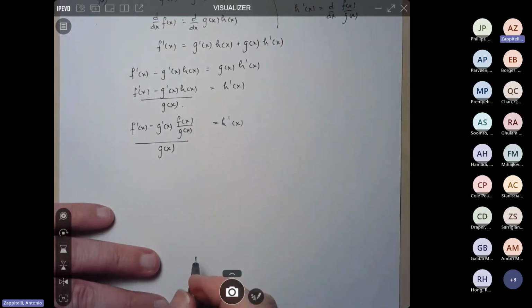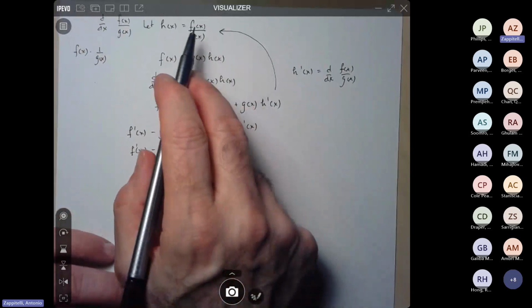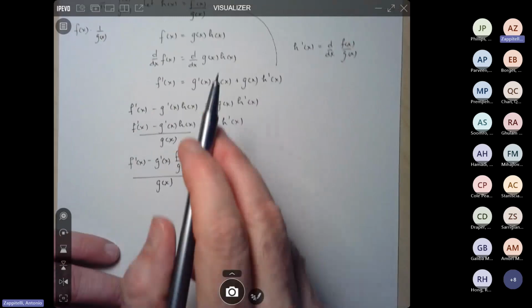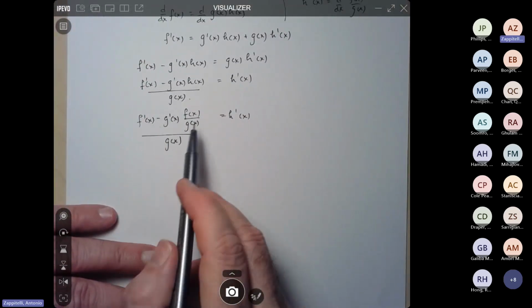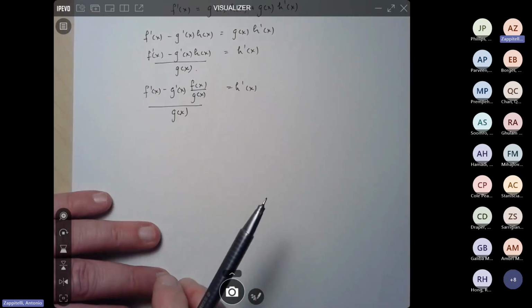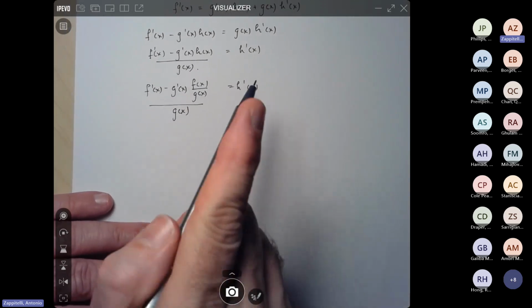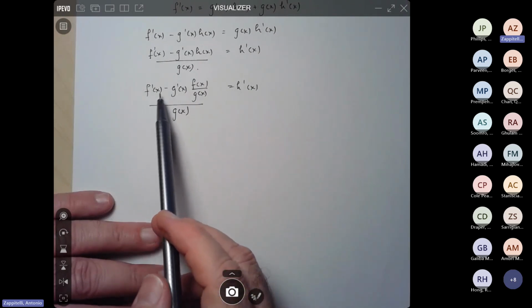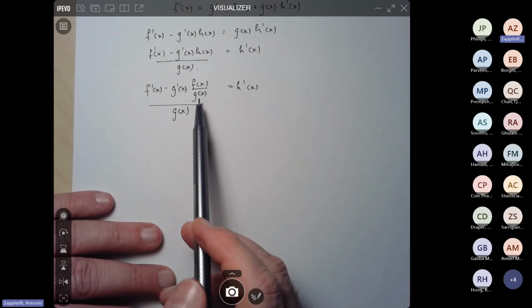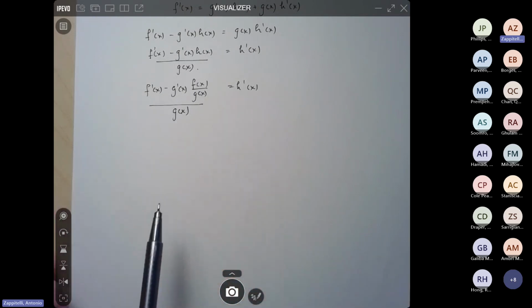And look at that. We have a formula for the derivative of the quotient that only uses the individual derivatives and the functions themselves. Okay? So all you have to do now is to memorize this formula. f prime of x minus g prime of x times f over g, all over g of x. There you go. It rolls off the tongue.